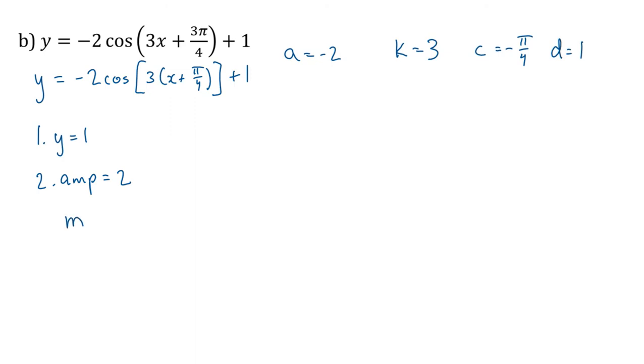And now I calculate my max. It's the 0 line plus the amplitude. Remember, order counts here. You have to have the 0 line first and add the amplitude. And for the min, start with the 0 line and subtract the amplitude. And there is a reflection.